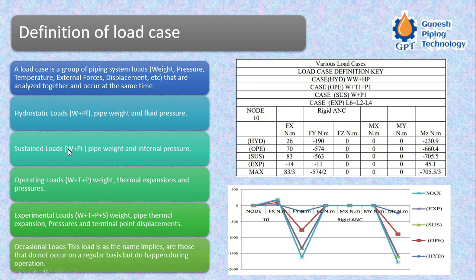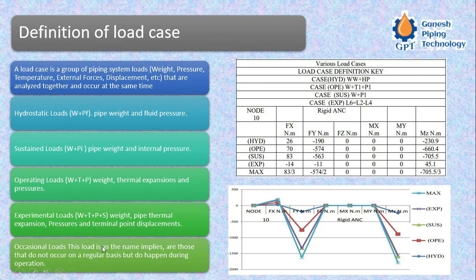Then sustained load, that is weight of the pipe and internal pressure. Operating loads are those loads which act on the pipe during the operation of the plant: weight, thermal expansion and pressure. Expansion loads: thermal expansion, pressure and terminal point displacement. Terminal point displacement means the piping is connected to two nozzles, for example, these are the end points or the terminals where it is connected. So that particular terminal point will exert force on the connecting part, for example the nozzle. The nozzle should be capable of undertaking that load; it should not fail on that.